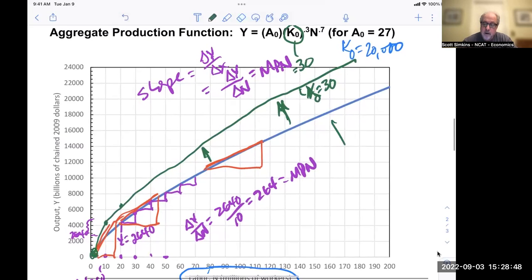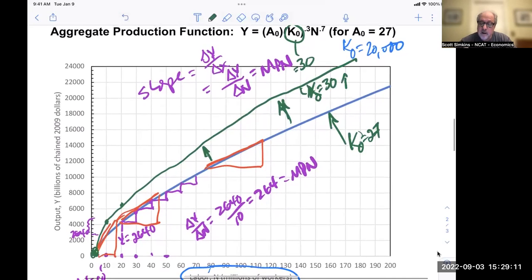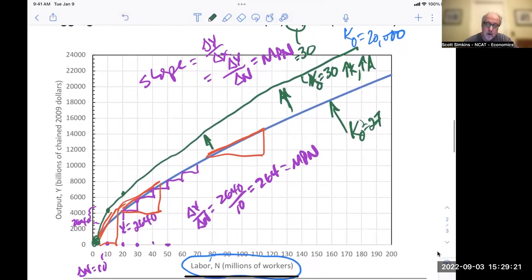This was when K naught is equal to 27. So we increase the amount of capital that workers have to work with, and what happens? Output goes up. That shouldn't be any mystery. Mathematically, this gets bigger, that's going to get bigger. If A gets bigger, that's going to get bigger. So an increase in K, an increase in A is going to shift this production function up. That's part of the purpose of this JiTT, just to show that.